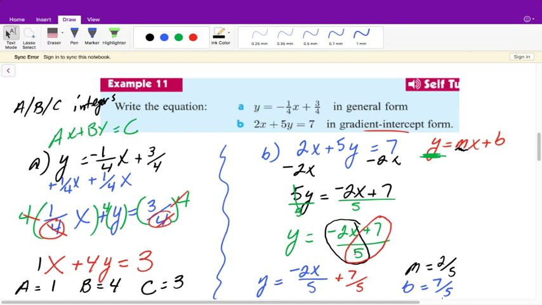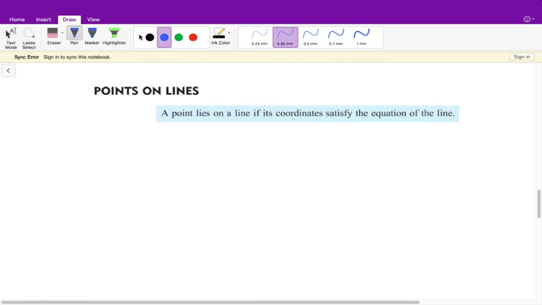All right, so now it says points on a line. So a point lies on a line if its coordinates satisfy the equation of a line. So remember, I already gave you a line earlier, and we were able to look at the graph and say, okay, well, this generated the point 3, 7.